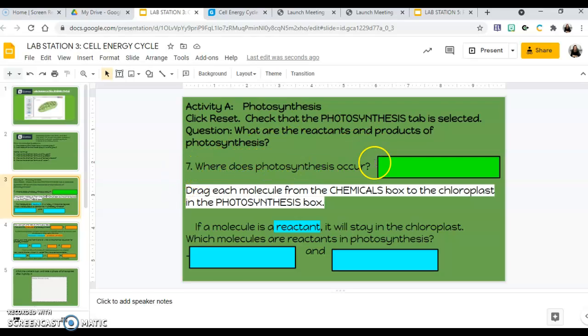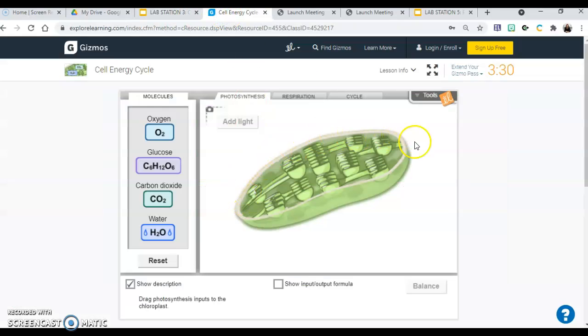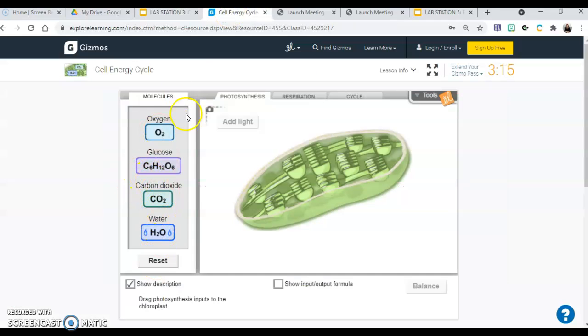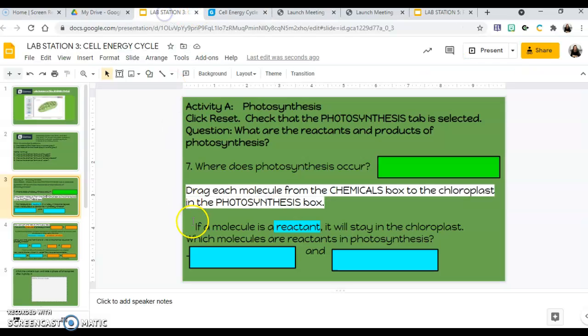First thing you want to do is put, where does photosynthesis occur? So you're looking at this. What organelle is this? And it even tells you down here, drag photosynthesis inputs to the chloroplast. Drag each molecule from the chemicals box to the chloroplast in the photosynthesis box. If you don't know what it is, you're just going to guess. So if you go like this, it doesn't let you. If you go like this, it doesn't let you. If you do this, it lets you. Showing an input. That's what you're putting into the chloroplast.